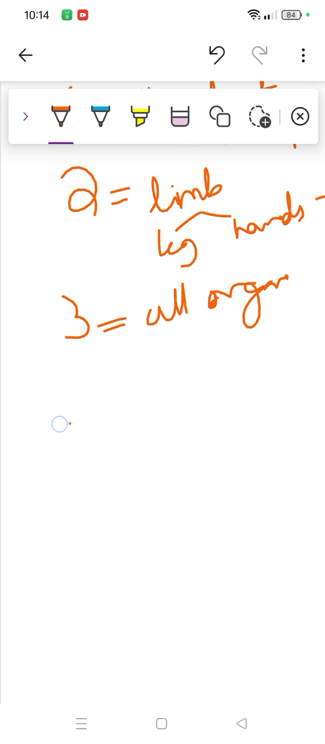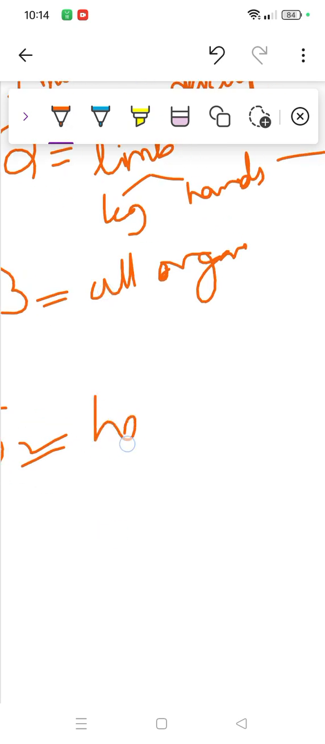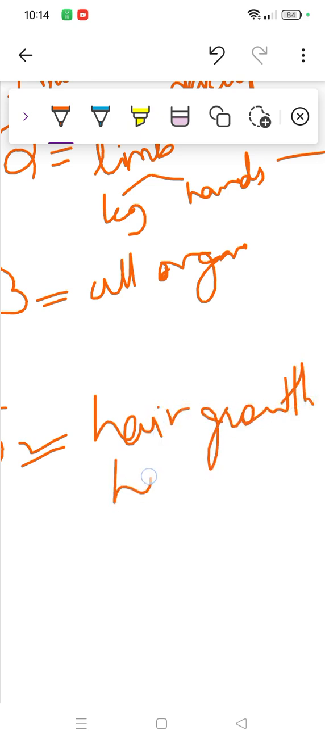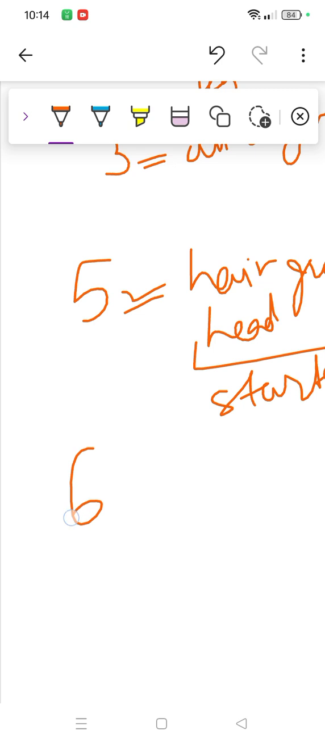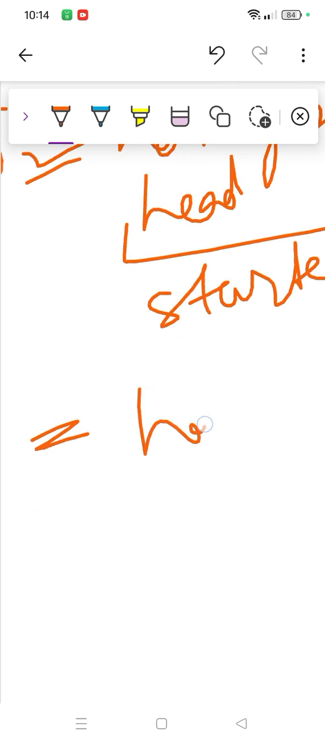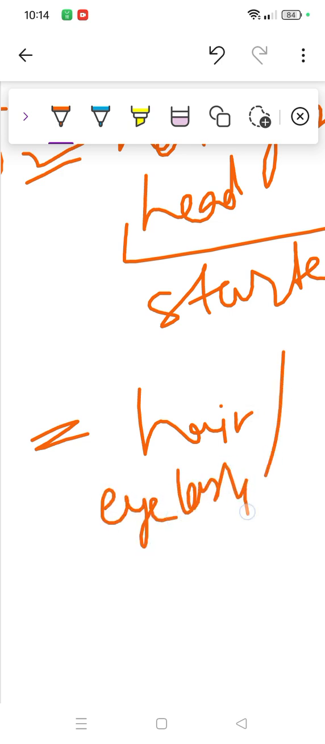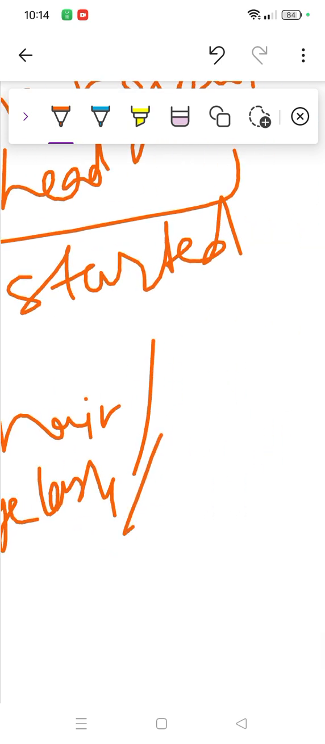Then here comes the fifth month. What will happen in the fifth month? This means hair growth on the head starts. Hair growth on the head gets started, only the head. Then comes the 6th month. In 6 months, what you'll see, there will be hair growth on all the parts, either eyelashes, the entire body, eyebrows, and everything like that.